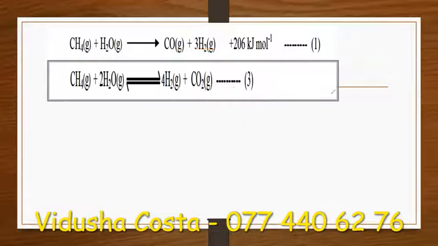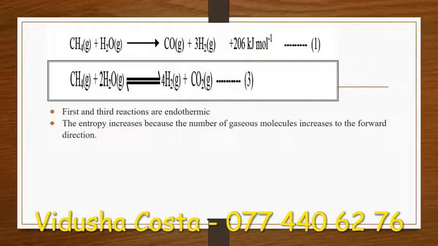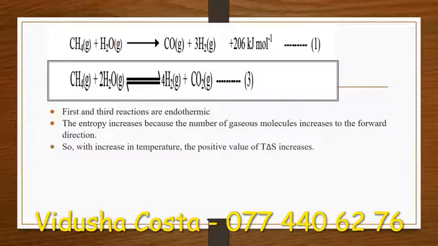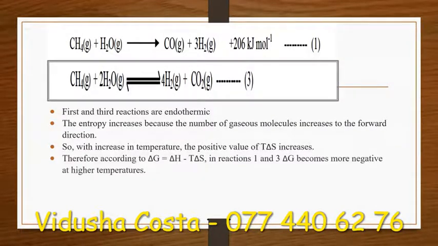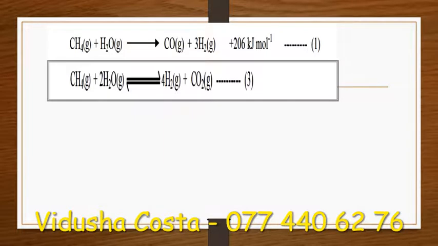So you are given that the first and third reactions are endothermic. The entropy increases because the number of gaseous molecules increases in the forward direction. So with an increase in temperature, the positive value of T delta S increases. Therefore, according to delta G equals delta H minus T delta S, in reactions 1 and 3, delta G becomes more negative at high temperatures. Therefore, the endothermic first and third reactions take place at relatively higher temperatures.